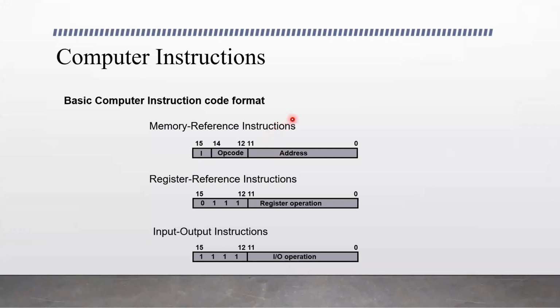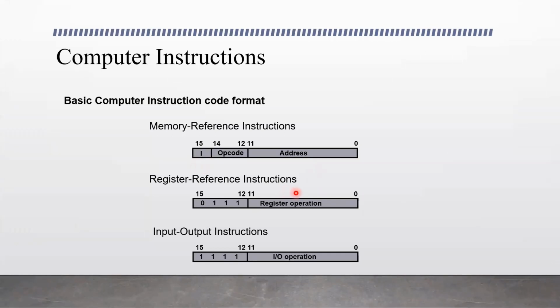So these are the three formats used in basic computers. Memory reference instruction has the least significant 12 bits for memory reference. The address that specifies the location of the operand in memory gets stored there, and the next 3 bits are for the operation code, and the most significant bit, 1 bit, is for denoting the type of the address.